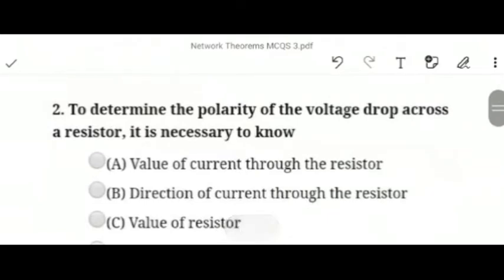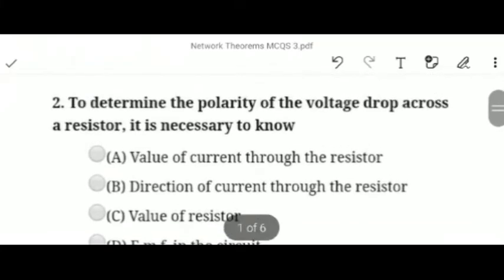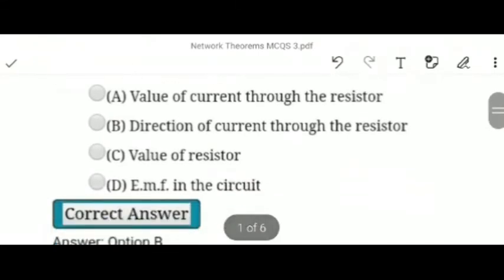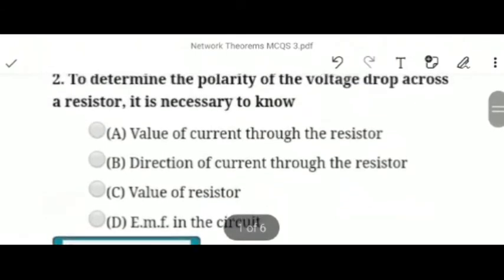Now the second question is, to determine the polarity of the voltage drop across a resistor, it is necessary to know. The options are value of current through the resistor, direction of current through the resistor, value of resistor, and EMF in the circuit. Polarity means the positive terminal and negative terminal. To determine the polarity of the voltage drop across a resistor, it is necessary to know the direction of current through the resistor.